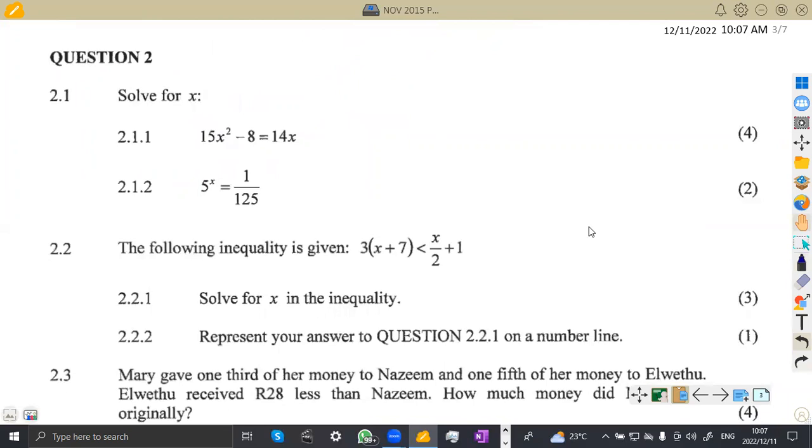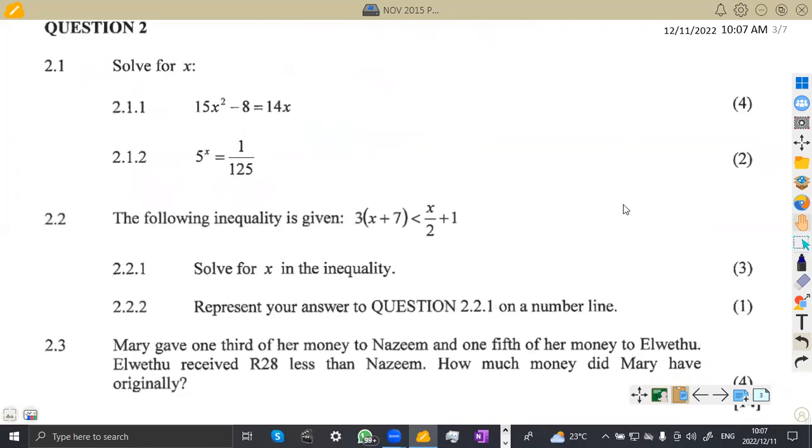So you're going to check question number 2. Solve for x. The first part on question 2 is to solve for x, and we are given a quadratic equation on 2.11, which is given as 15x squared minus x is equivalent to 14. As you know, a quadratic equation is written in the form of ax squared plus bx plus c is equal to 0, which means one side must be equal to 0. So you transpose 14 to the other side. So it's going to be 15x squared minus 14x. Then already we've got a negative 8, which is on this side.